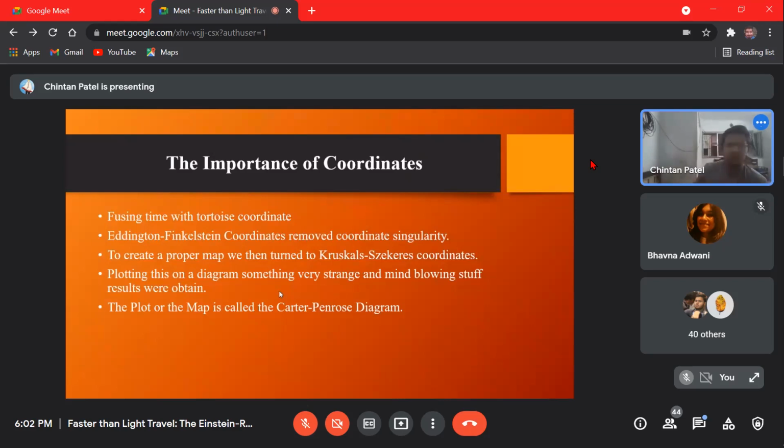Basically, if you want to think of it physically, not mathematically, it just changes your perspective. And now for creating the map, as I told you, we need a map. So we use the Kruskal-Szekeres coordinates. Now this thing is mind-blowing, really, because when we plot the Kruskal-Szekeres diagram, the resulting map is called the Penrose diagram, or Carter-Penrose diagram, and we see something very interesting. Even people say it is just not possible, but this is mind-blowing stuff. We'll just see what it is.